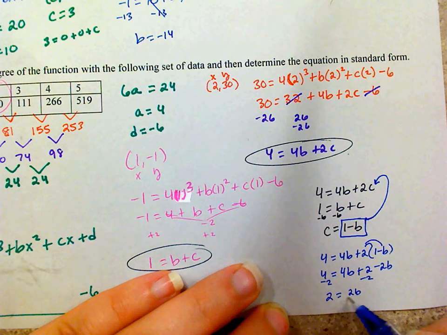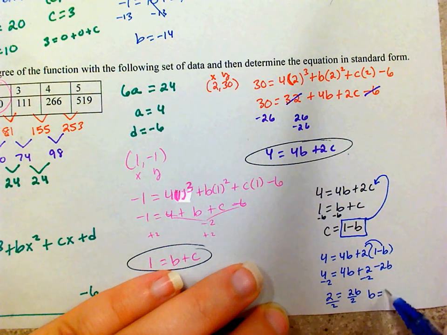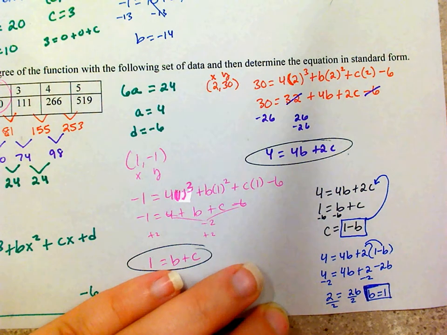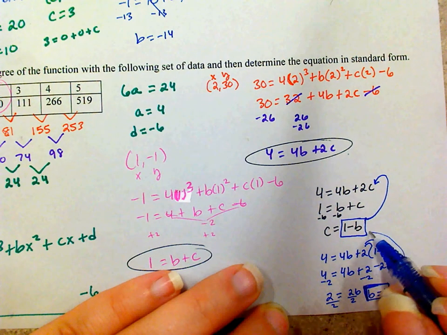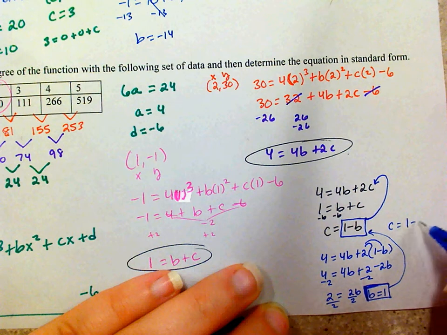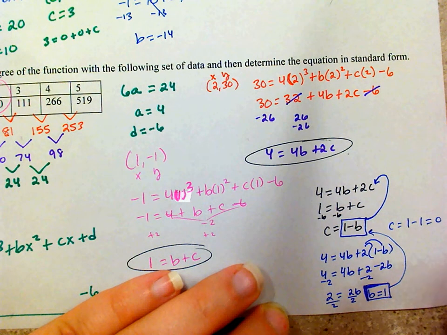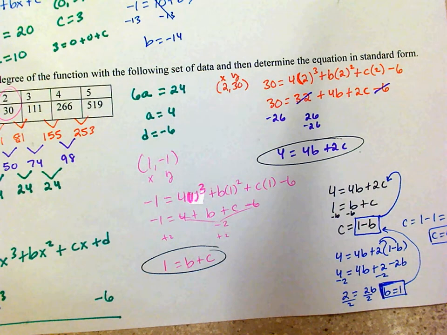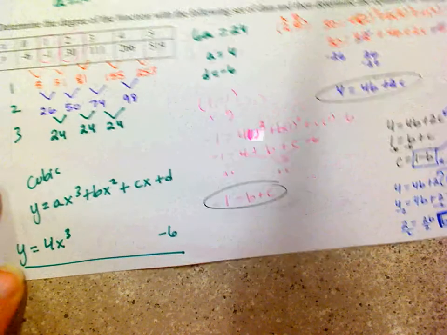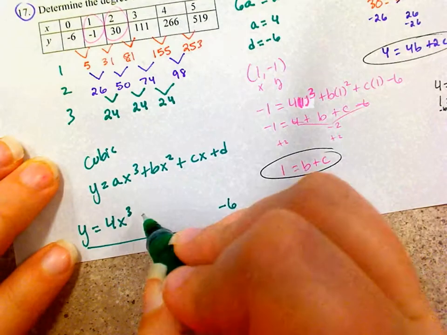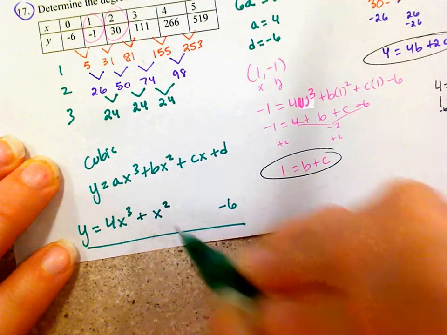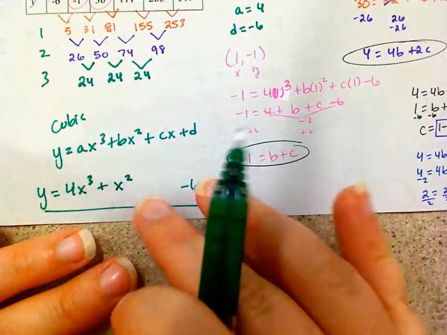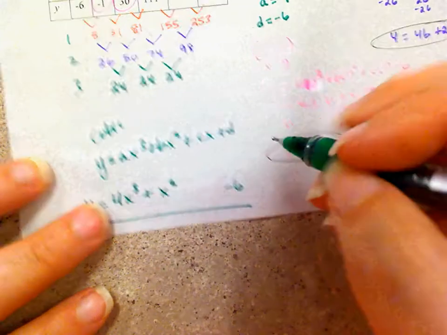Okay? So if b equals 1, that means c equals 1 minus 1, which is 0. So, over here, b equals 1, so then plus 1x squared, or just plus x squared. And c equals 0, so I actually don't have that term, right? And I could leave it like that, but that's kind of ugly. So I'm just going to go ahead and rewrite it. Y equals 4x cubed plus x squared minus 6.